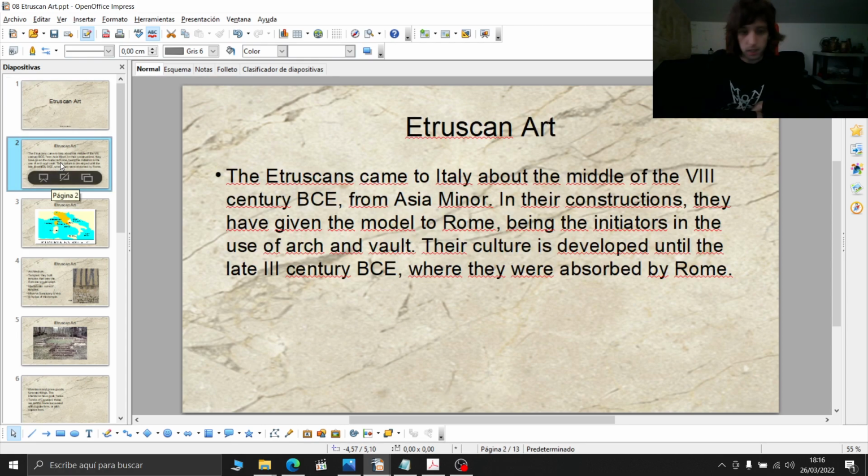The Etruscans came to Italy about the middle of the 8th century BCE from Asia Minor. In their constructions, they gave the model to Rome, being the initiators in the use of arch and vault. Their culture developed until the late 3rd century BCE, when they were absorbed by Rome.